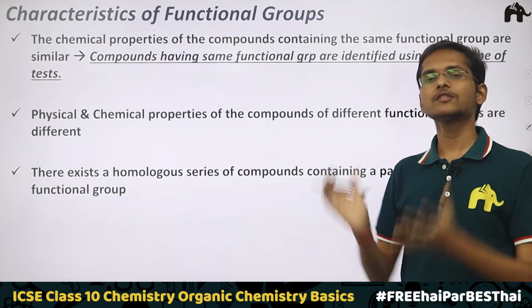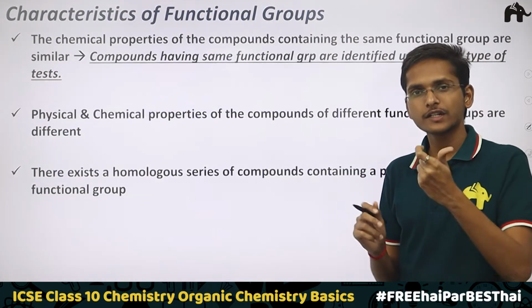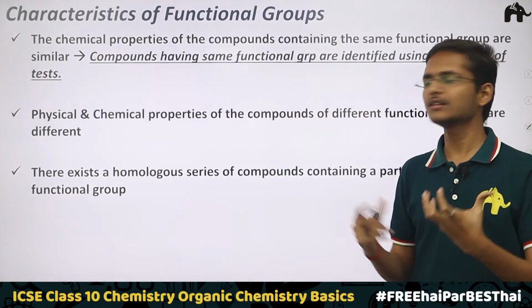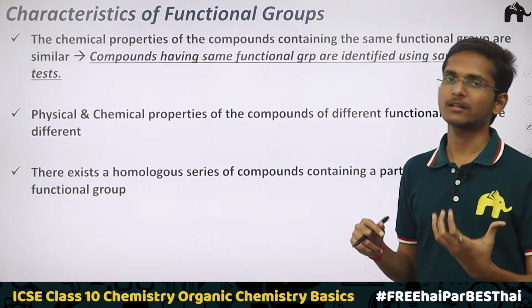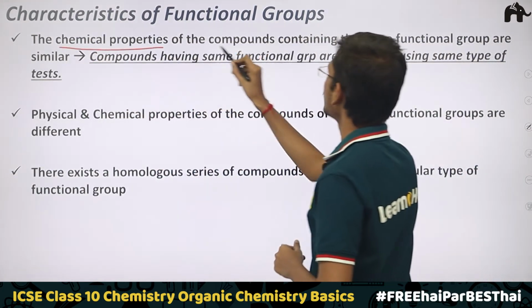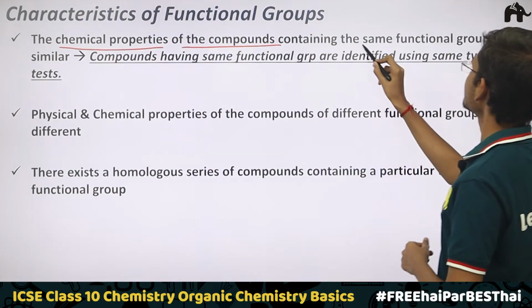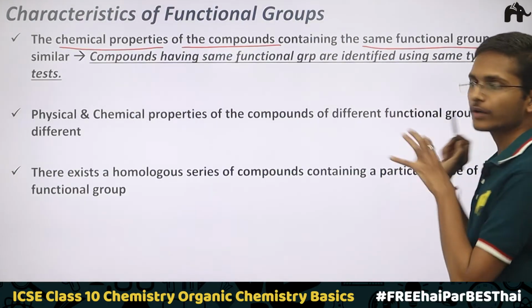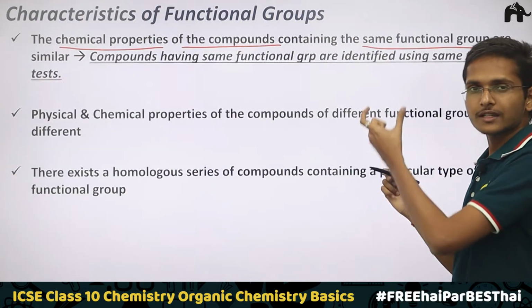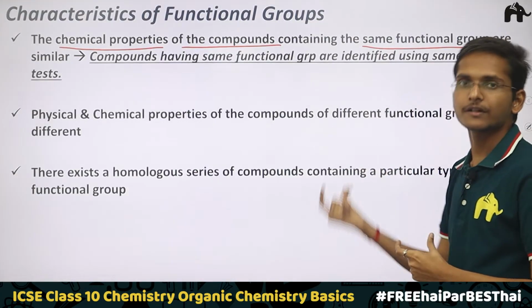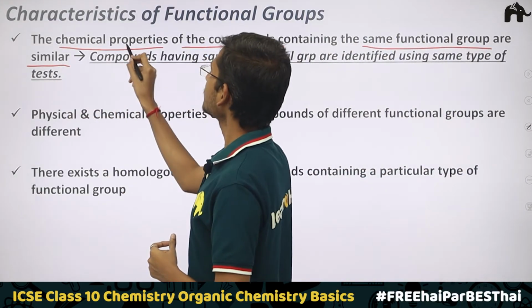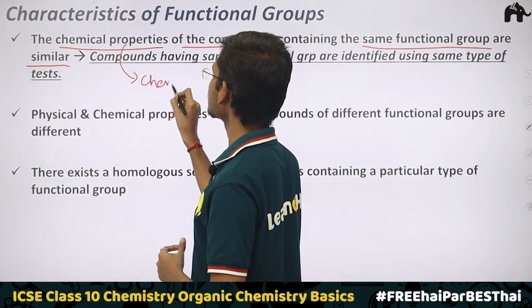Okay, so now after studying the homologous series, let's come back to the functional group characteristics. Characteristics of functional group. Now you could understand the characteristics of functional groups in a better manner. So first is the chemical properties of the compounds containing the same functional group. Like suppose alkenes, the compounds containing a double bond, same functional group, are similar. So chemical properties means chemical reactions shown by them.